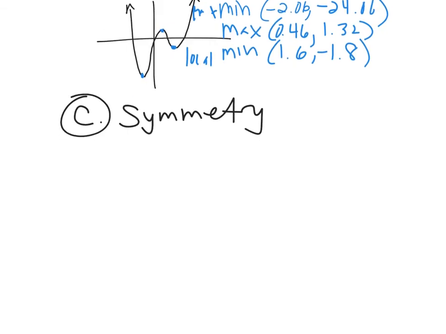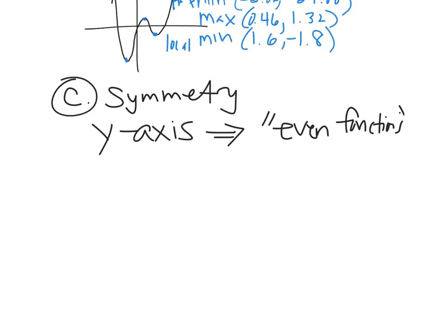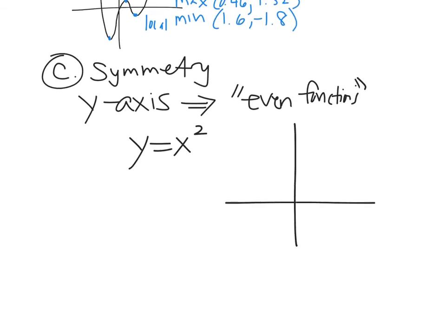So if I have symmetry over the y-axis, then that means that my function is called an even function. It's an even function. We're going to have even functions and odd functions. So those are even functions over the y-axis. So let me give you a very basic y equals x squared, right? Y equals x squared is your basic parabola.